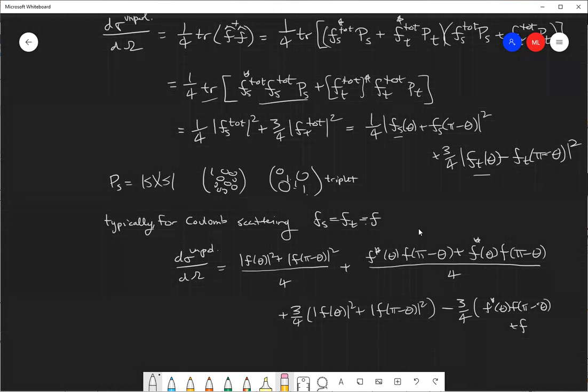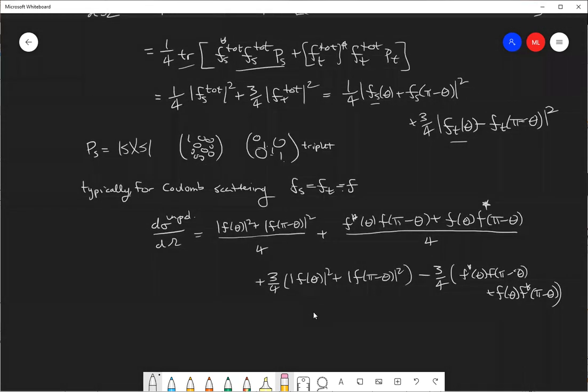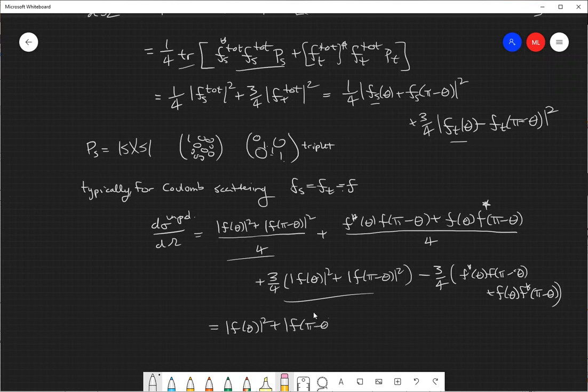No, sorry. Of course, the star has to be on this guy. All right. So if we look at this, then clearly the diagonal terms combine. So you get f(theta) squared plus f(pi minus theta) squared.